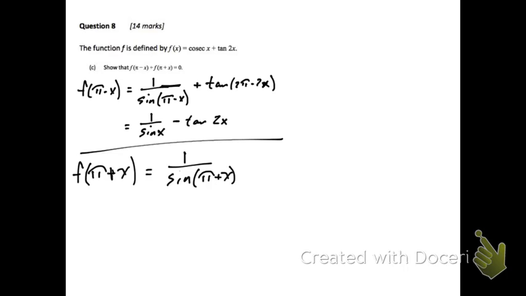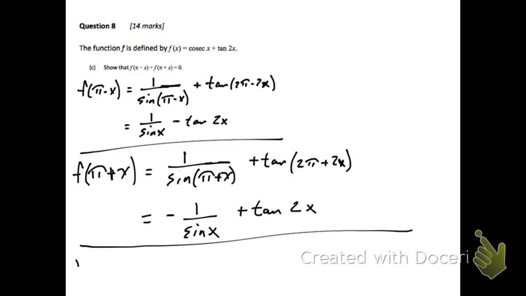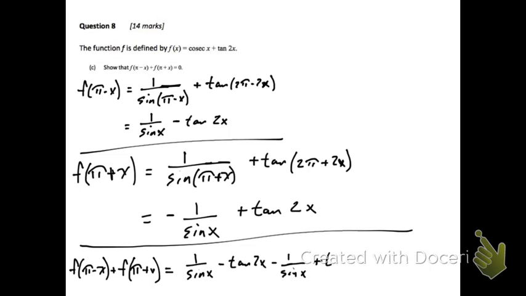So pi plus x. And then, again, try some values, you'll find you'll get negative 1 over sine x. And this will also just be a positive tan 2x. Okay, and then the question asks you to add these together, and if you add them together, you'll see that they kind of cancel each other out. One is negative where the other is positive. Let me just finish this off here, and you'll see that it does equal 0.